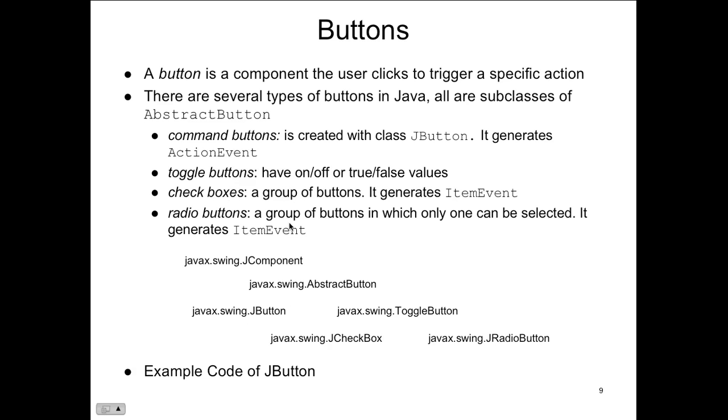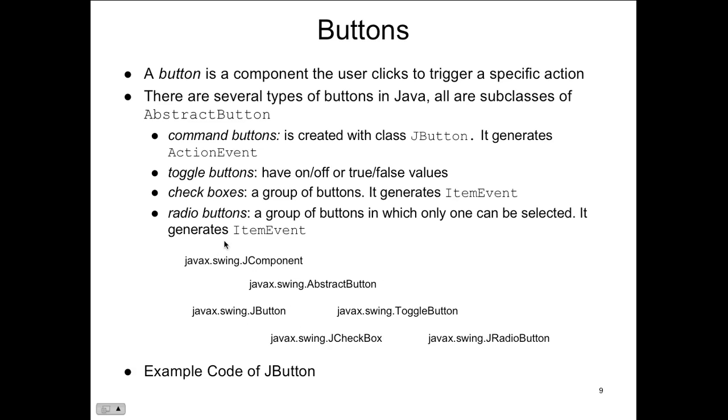Check boxes are a type of button, actually. We can have groups of check boxes. It generates an item event. You're not going to always know whether it's an action event or an item event, but after you've played around with it for a little bit, you'll get a feel for it. Radio buttons are kind of like the check boxes. Radio buttons are a group of buttons in which one can be selected, and they generate an item event. So we have multiple select, single select, or on and off type events.